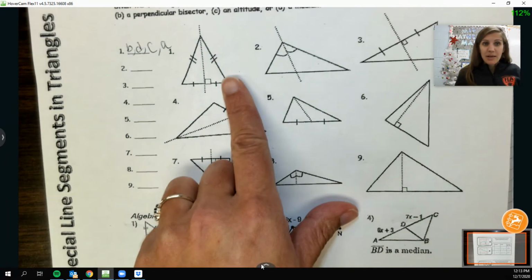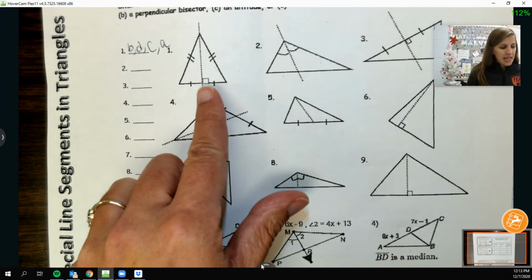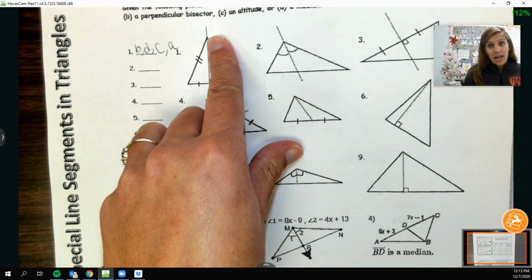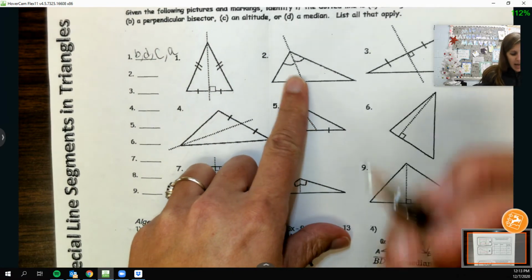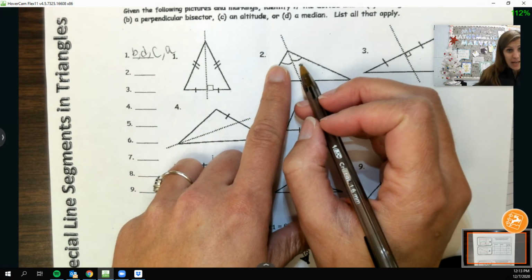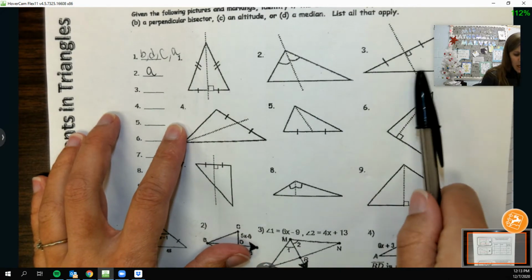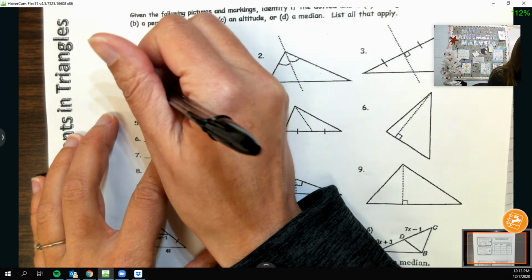And the reason that that happened in this triangle here is because this triangle is isosceles and it's going through the angle that is different. It will also do that in an equilateral triangle. Now, number 2, I can tell that this is just an angle bisector because of the rainbows. So that's A. Number 3 would be a perpendicular bisector because bisector, perpendicular. So that's B.